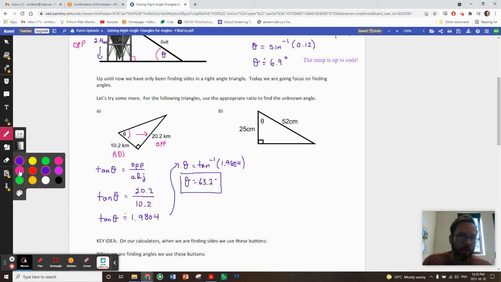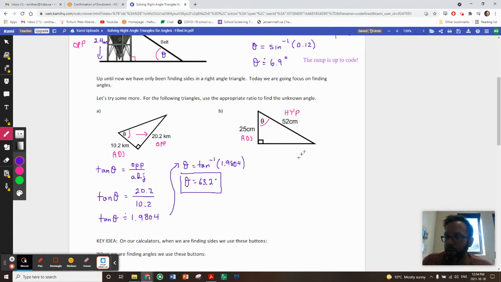Again, I'd love if you pause the video and just try these on your own. If you've done that for B, that's great. Let's see what we get. And I'm going to show you in this one what I consider to be the minimum steps you should show. So in this question, we're finding this angle theta, which means 25 degrees is our adjacent side. 52 centimeters is across from the right angle. It is our hypotenuse. So we'll be using cosine.